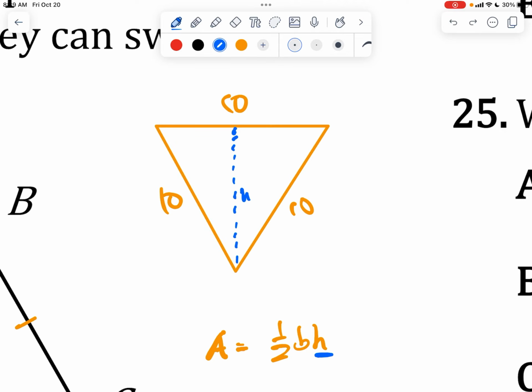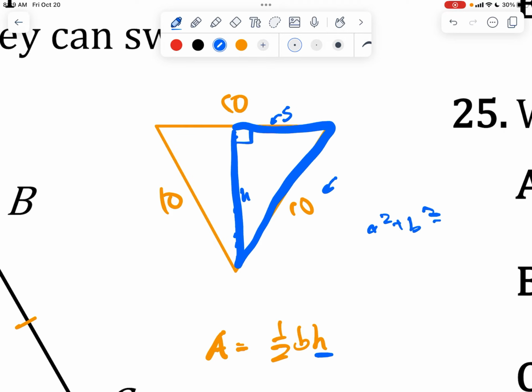And what I can just do is turn this into a right triangle, because this is an equilateral triangle, right? So if I split this down the middle, both sides of it are going to be the same. So that means that this angle right here is 90. This becomes a hypotenuse. This is 5. Again, it's just half of 10. So I can solve this using the Pythagorean theorem. A squared plus b squared is equal to c squared.